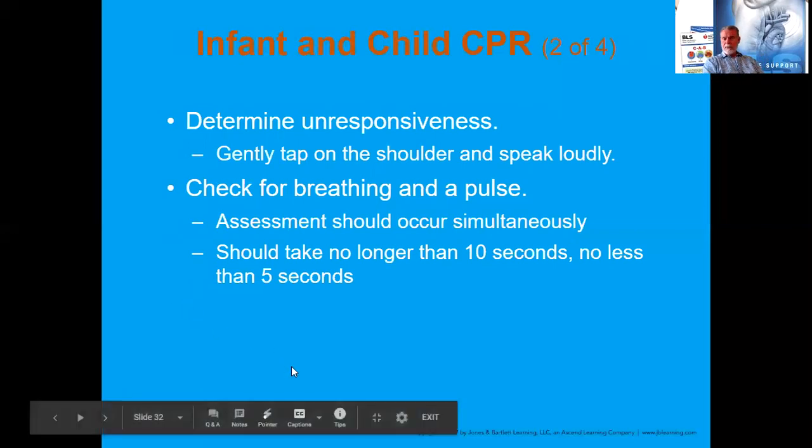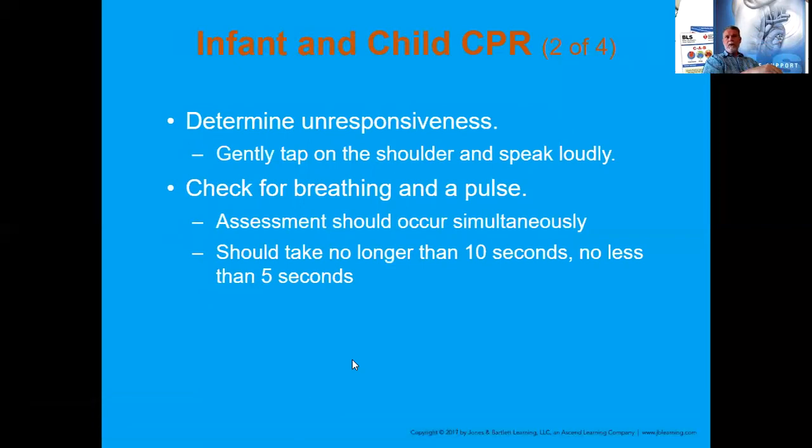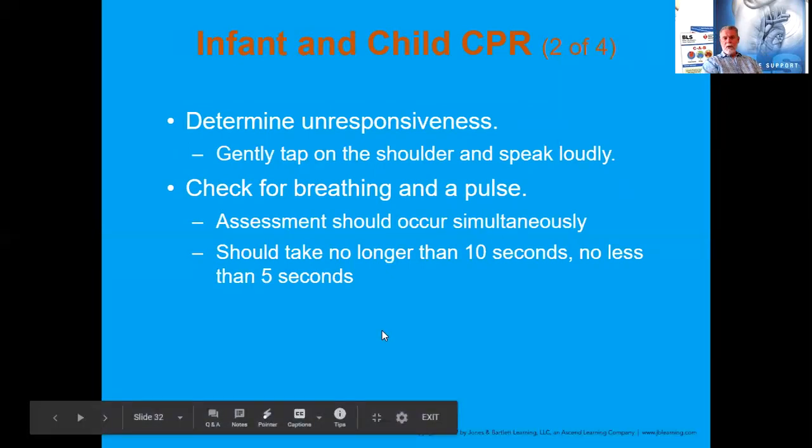We determine unresponsiveness, and we can even think back, what do we do with the adult? Well, we determine if they're responsive or not. Okay, so we're checking the patient, tap the shoulder, or on a baby, you may be flicking the bottom of the foot, more of a Babinski reflex, but we're checking for breathing and pulse.